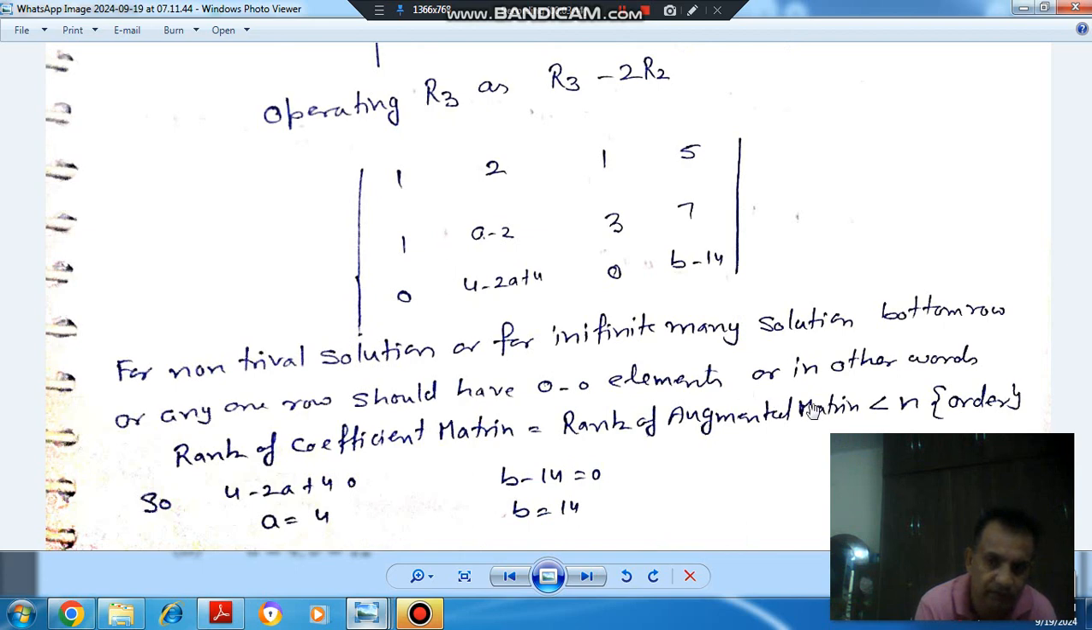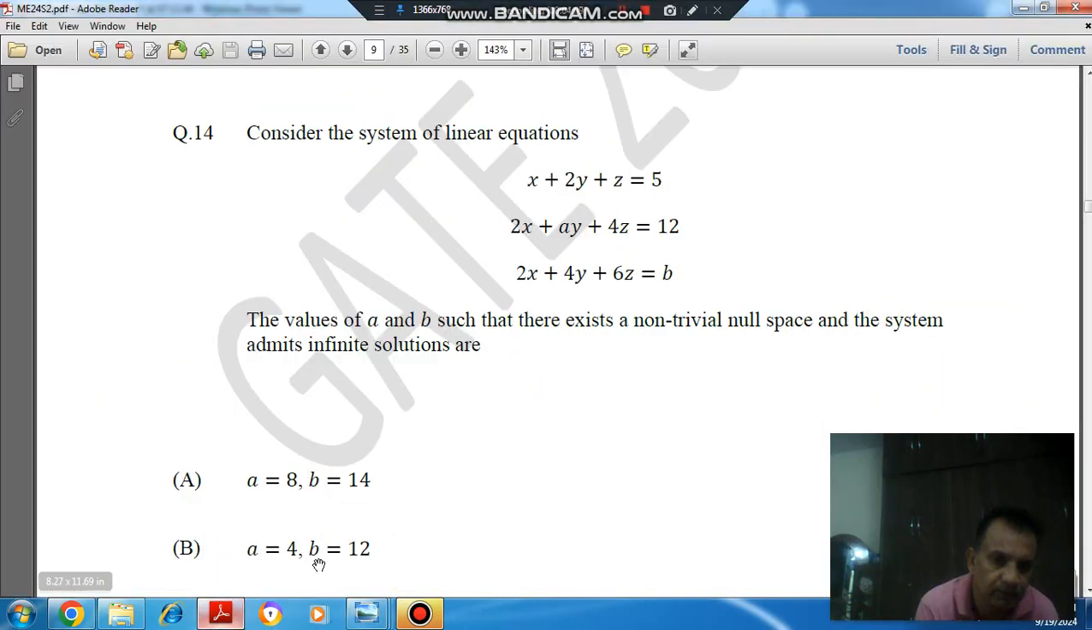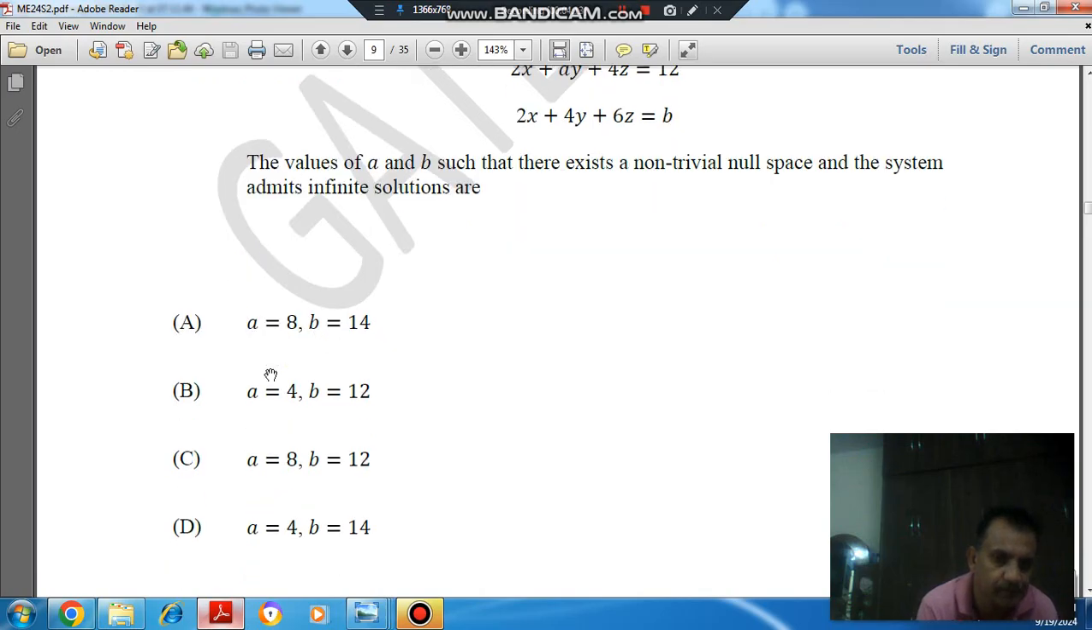So this condition is satisfied, or we can say one of the rows of the augmented matrix should have all elements 0, or the rank of the matrix should be equal to the rank of the augmented matrix and less than the number of unknowns. So a is 4, b is 14. The answer is option D.